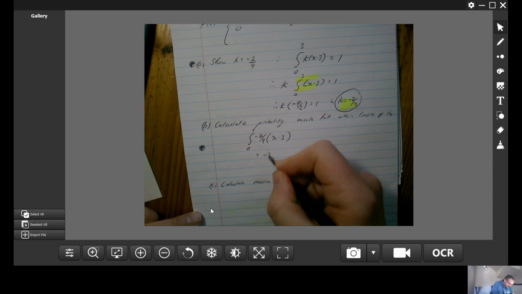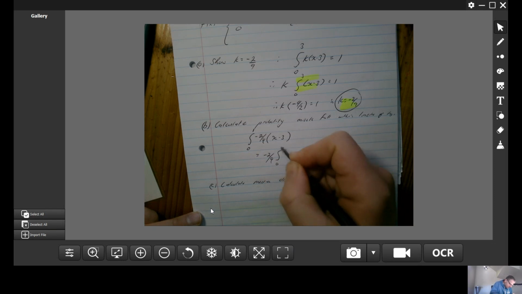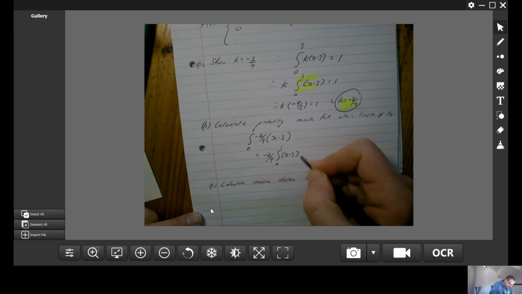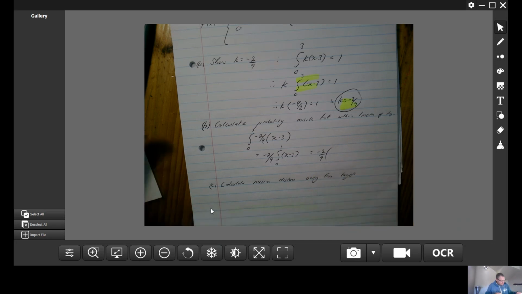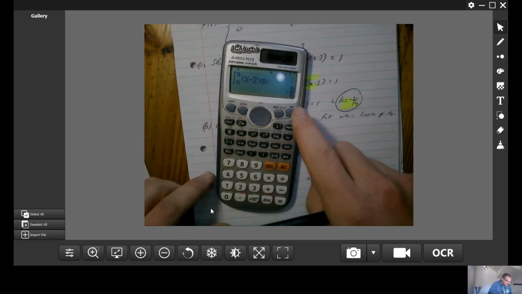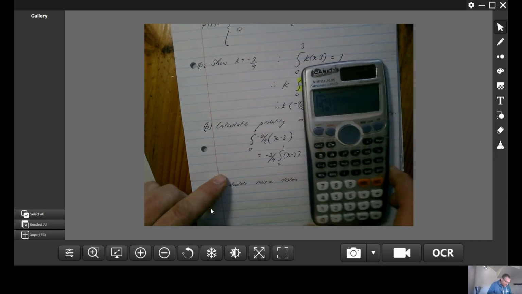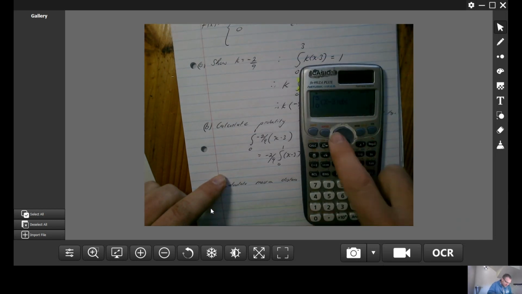So that's what we're looking to find. It's going to be equal to negative 2 over 9 times the integral between 0 and 1 of x minus 3. Put that into your calculator, or you can work it out manually. It's the same thing as before, but just up to 1.